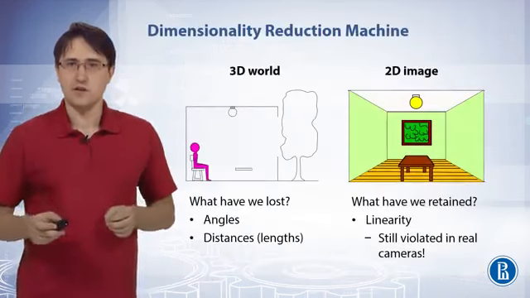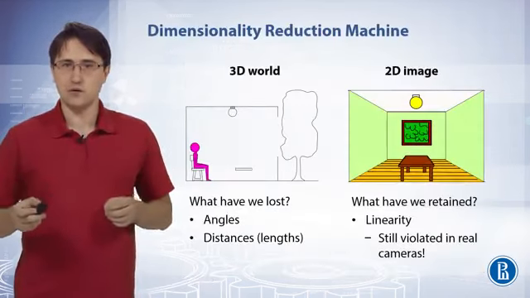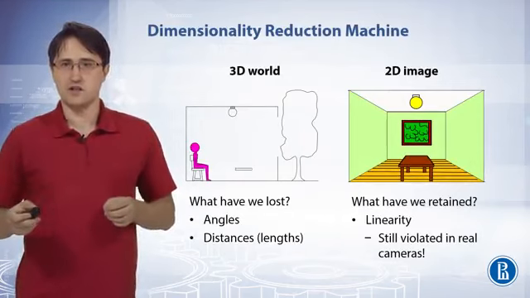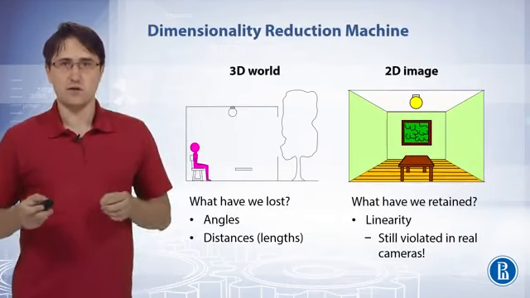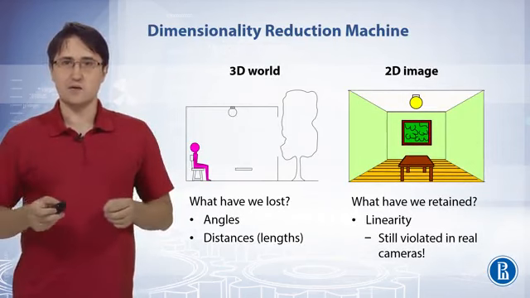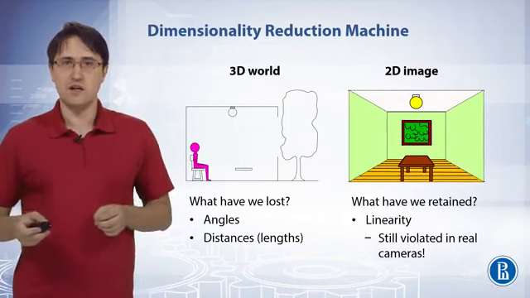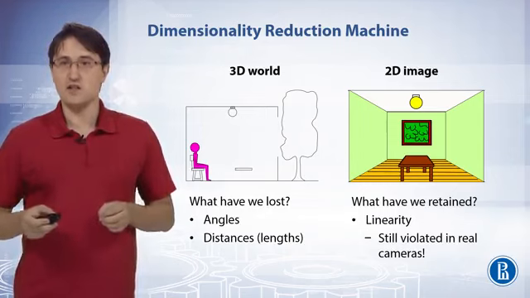During image capturing, we obtain 2D images from the 3D world. Thus, some information is discarded. What have we lost? We have lost angles and distances. The square table is not square in the image. The main property which is retained is linearity.